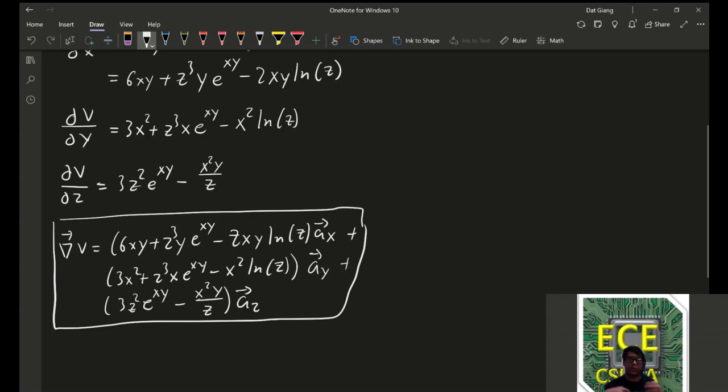In the next videos, we're going to be doing a divergence example and a curl example.